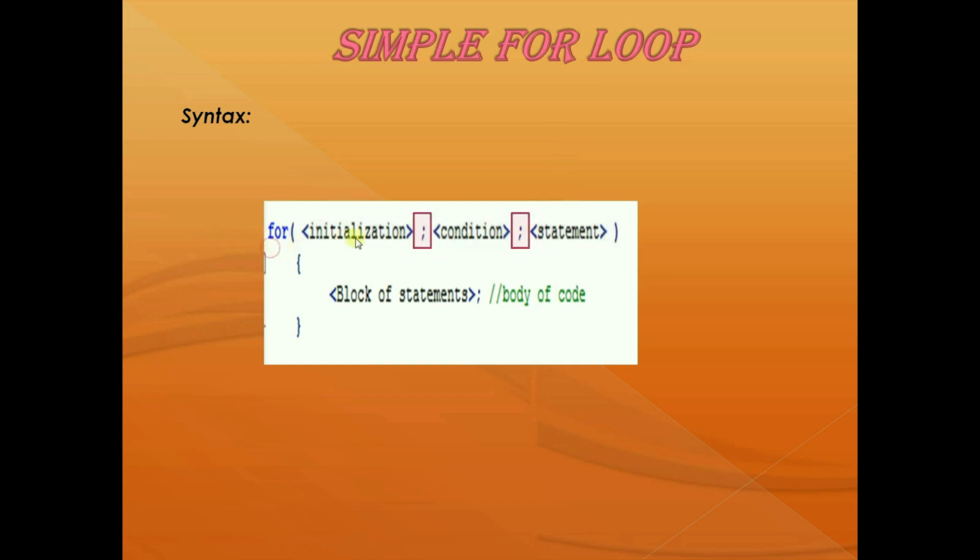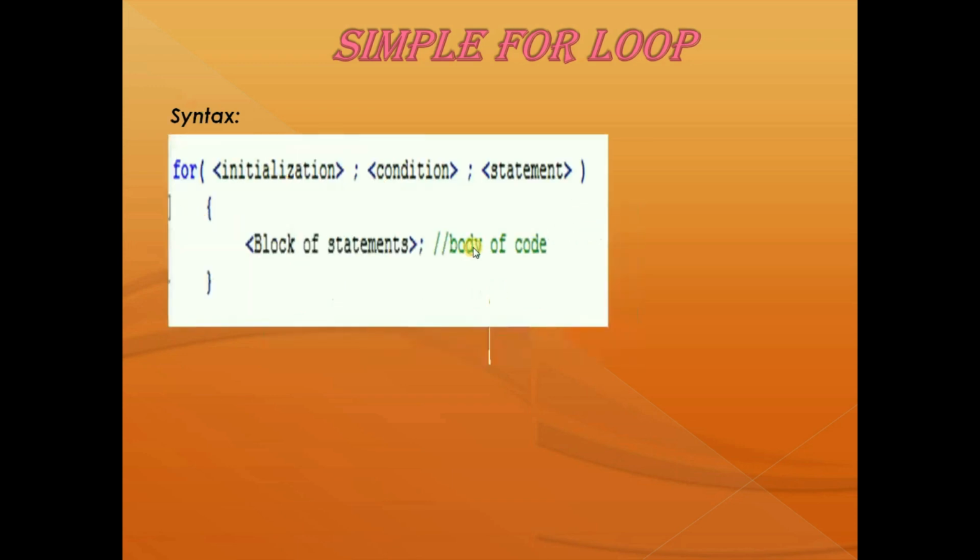And please note the semicolon after initialization and condition in for loop syntax. So the flow of control in a for loop is: first the initialization step is executed first and only once. Please note this is executed first and only once. This step allows you to declare and initialize any loop control variables, and this step ends with a semicolon.